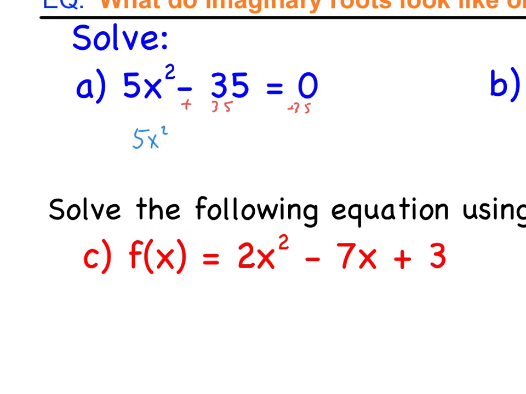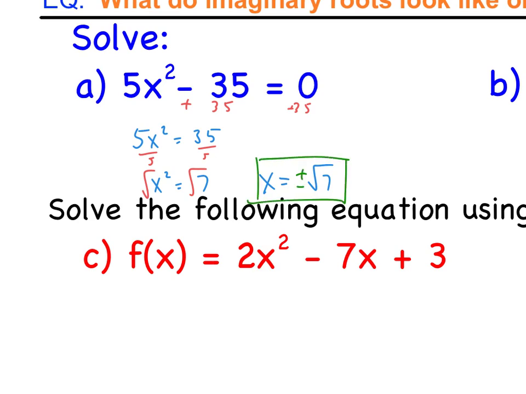And divide by 5. So x squared equals 7. And then we want to square root both sides. So we get x equals the square root of 7. And just like we talked about yesterday, whenever you square root, there should be two answers, a positive answer and a negative answer. So x equals positive or negative square root of 7.